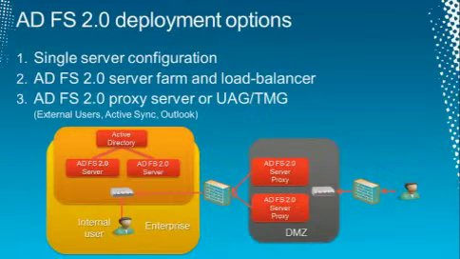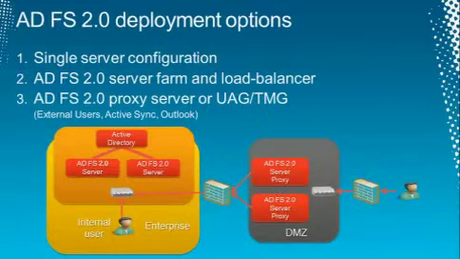Externally, you're going to need to deploy 1 or 2 servers. You can use existing reverse proxy servers. So if you have existing ISA TMG servers out there, you can use those to publish the endpoints. Okay, so you need not deploy additional ones.